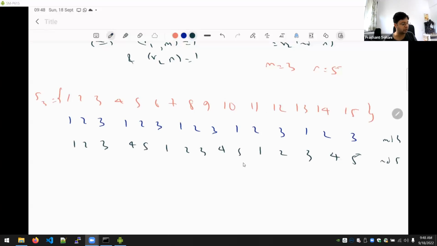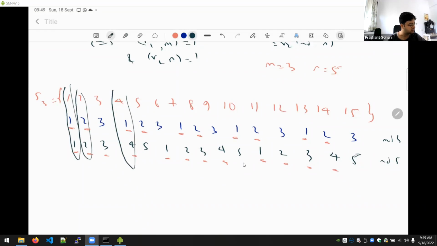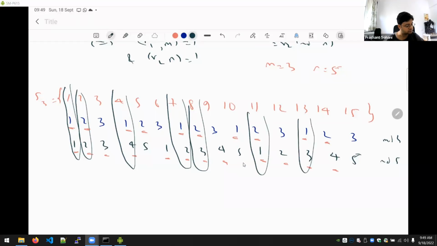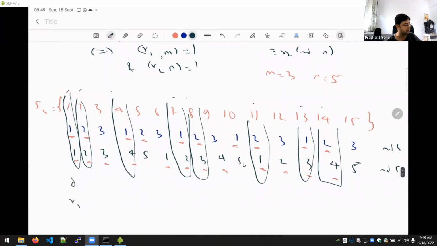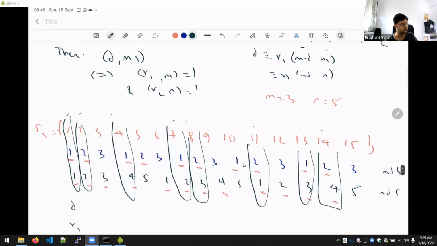Now I mark all the numbers which are coprime to 3, and in the row below, I mark all the numbers which are coprime to 5. If you look at all the columns where both numbers are marked, you'll see that those are exactly the numbers which are coprime to 15: 1, 2, 4, 7, 8, 11, 13, 14. So this is our main claim: whatever number is in the first row, which we call D, and below it are R1 and R2, then D is coprime to mn if and only if R1 is coprime to m and R2 is coprime to n. So can you see how to prove this claim?